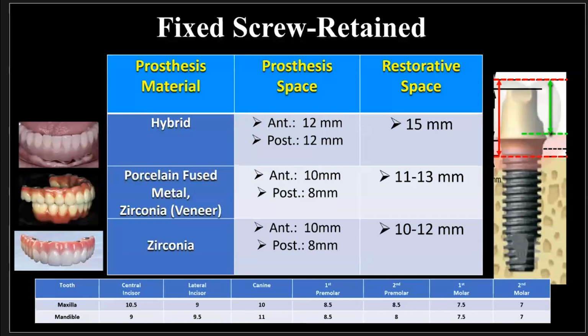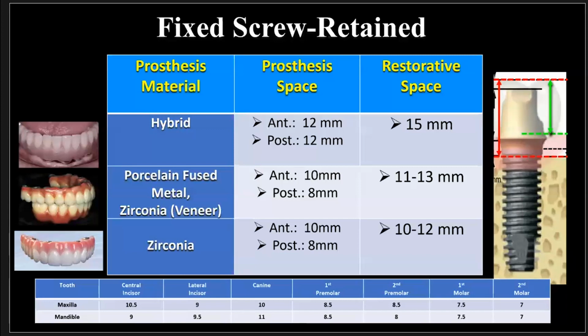If we deal with porcelain fused to metal or zirconia that's veneered, we're going to need about 10 millimeters in the anterior and 8 millimeters in the posterior, again because our posterior teeth are going to be shorter, so we don't need as much space. But if we look at the restorative space required, we're going to need about 11 to 13 millimeters of space, because we have to think about the tissue there. We're measuring from the implant platform, but we need space for the tissue.